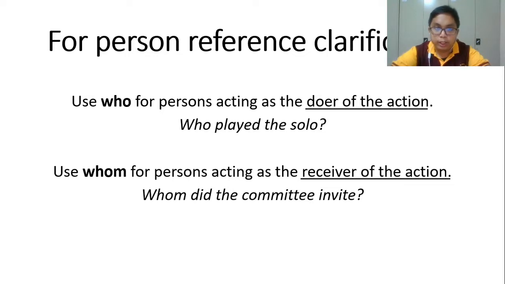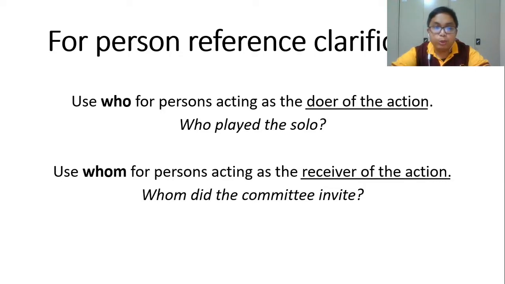to use who and whom. Now again, as a clarification, we need to use who for persons acting as the doer of the action. Let's say, who played the solo, right? Wherein who there is acting as the doer of the action.